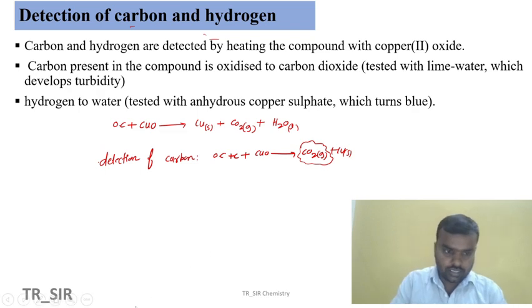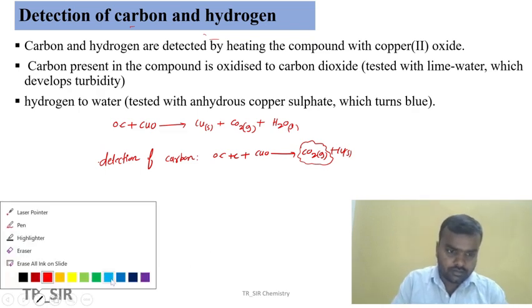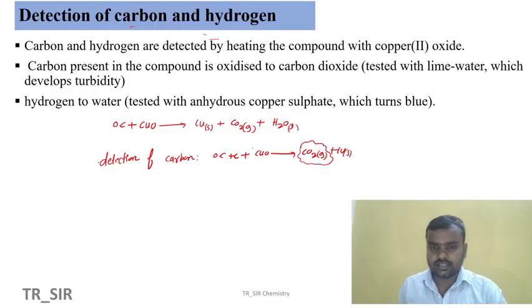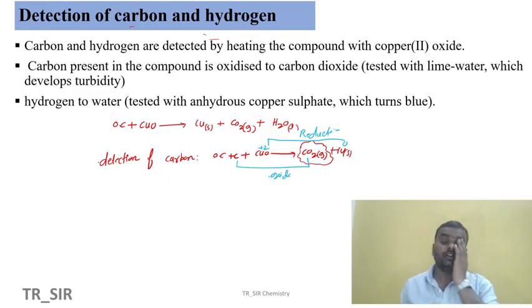If you carefully observe here, copper is getting reduced. Copper is plus 2 here and 0 state here, so copper is going through reduction. Now if you see carbon, it goes from 0 to plus 4, so it becomes oxidation, right? In this way we can see how detection of carbon works. So we got the carbon dioxide here.